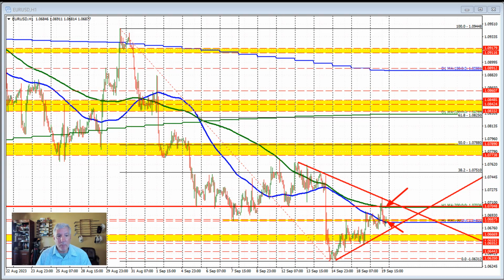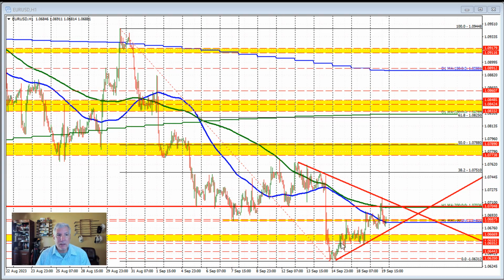We did move a little bit above the 200-hour moving average earlier today, and that took the price up to this trend line up here. We did move below the 100-hour moving average later in the U.S. session, which took the price below that level but short of this lower trend line right through here. So we're in between this triangle, and a break above the high trend line or below the lower trend line would increase the bullish bias or decrease the bearish bias.